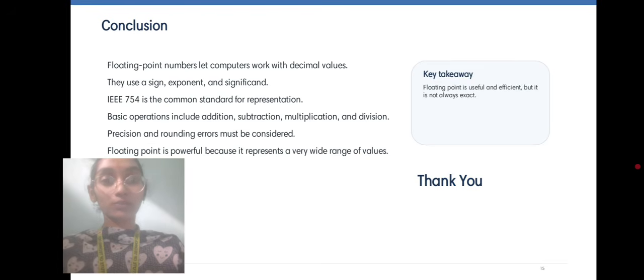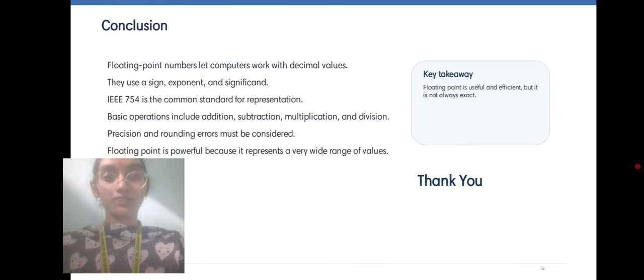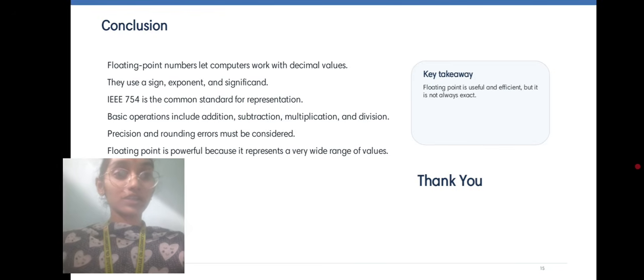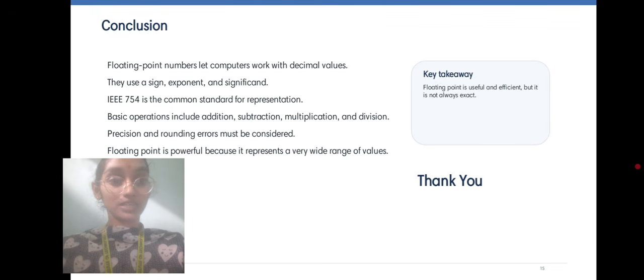Conclusion. Floating point numbers let computers work with decimal values. They use a sign, exponent and significand. IEEE 754 is the common standard for representation. Basic operations include addition, subtraction, multiplication and division. Precision and rounding errors must be considered. Floating point is powerful because it represents a very wide range of values. Key takeaway. Floating point is useful and efficient, but it is not always exact.